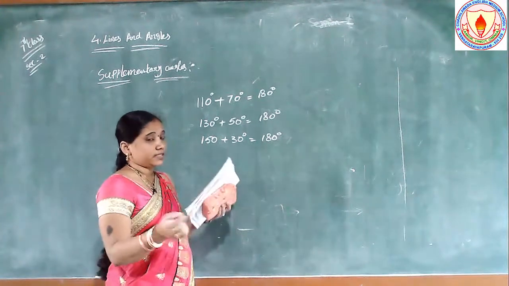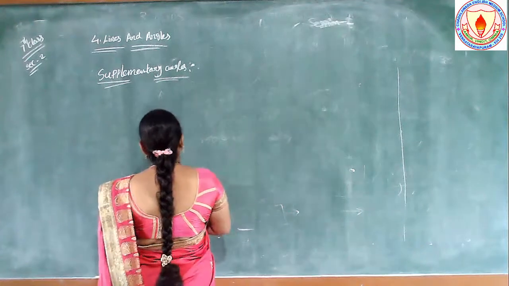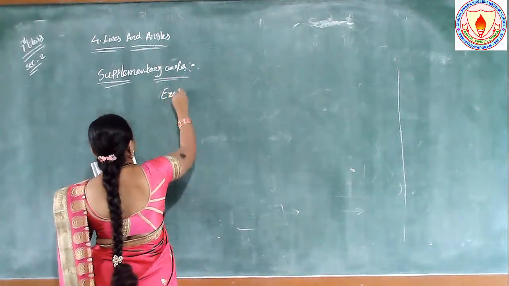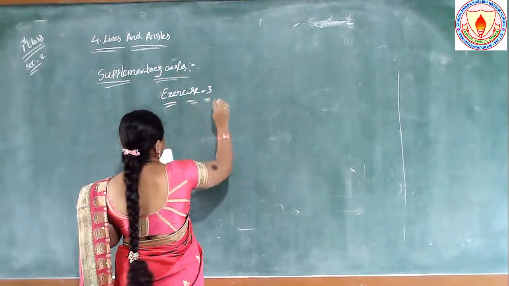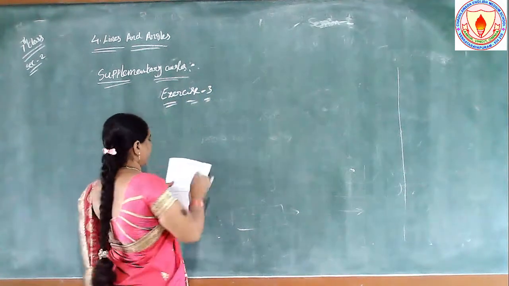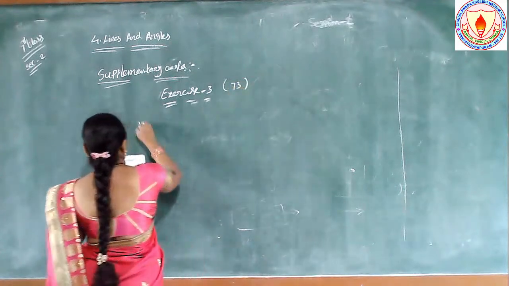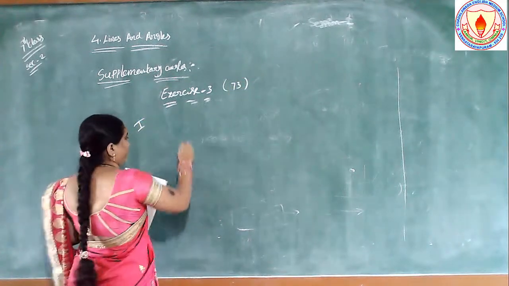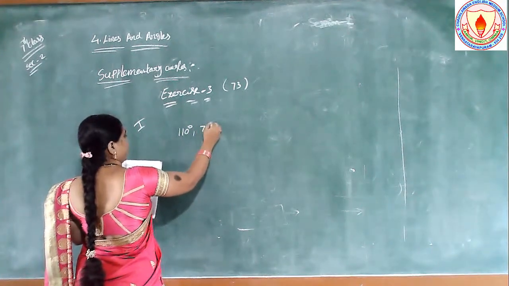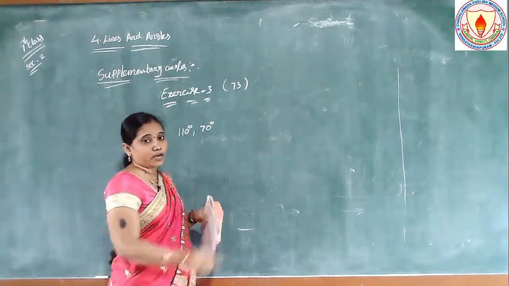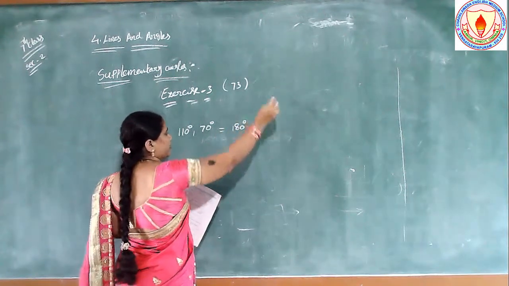Now let's come to Exercise 3, page number 73. These are very small topics, that's why I am giving examples only. See, first Roman, which one is supplementary? When we observe the first sum, 110 and 70, both are supplementary. Why? Because when we add these two, we get 180 degrees. So the first one is a supplementary pair.